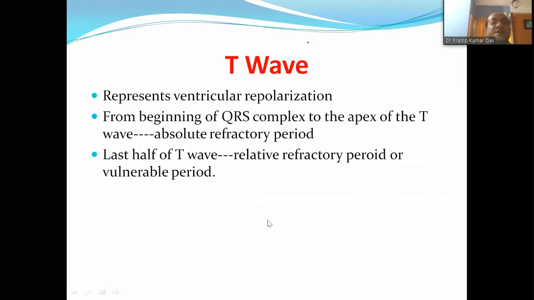Next comes the T wave. It represents ventricular repolarization. It starts from the beginning of the QRS complex to the end of the T wave. The part from the beginning of the QRS complex to the apex of the T wave is physiologically called the absolute refractory period. Here no further activation of the impulse can be seen. And the last half of the T wave is the relative refractory period or vulnerable period. In that period, some abnormal waves can resonate.